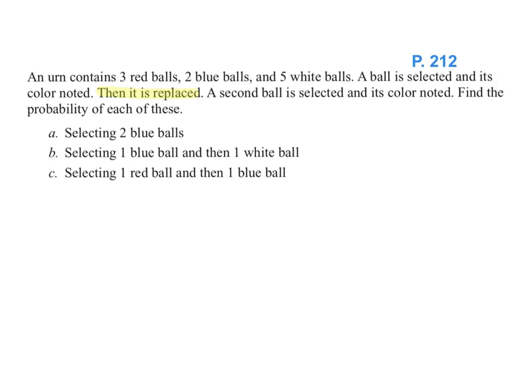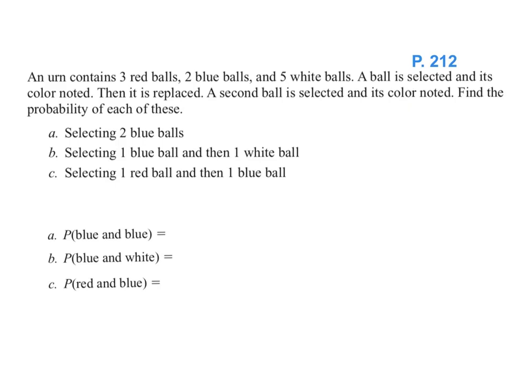So in terms of your setup, this is kind of how you want to think about it. In the first scenario, the first event's drawing a blue, the second event is drawing a blue. That's how you get the two blue balls. In B, the first event's a blue, the second event's a white. In C, the first event's a red, the second event's a blue. So that's the setup. So hopefully that's what you've been doing. And then we'll take a look and see what you got.